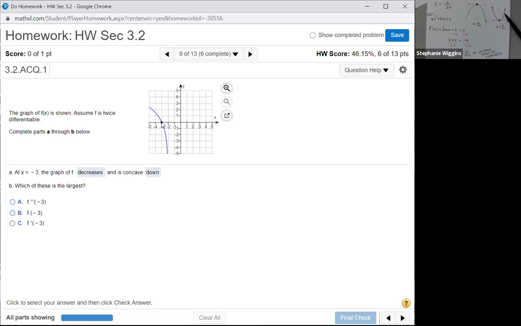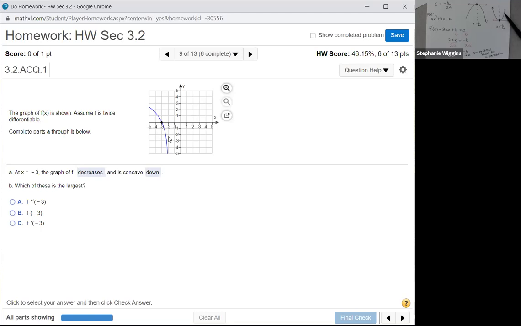The function value is equal to 0 because it's on the x-axis. And the first derivative at -3 is negative.